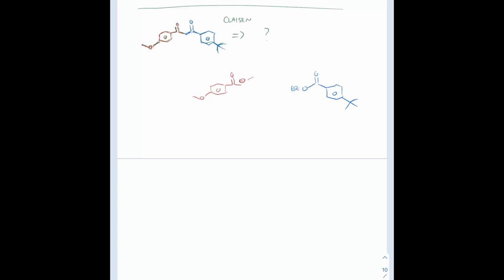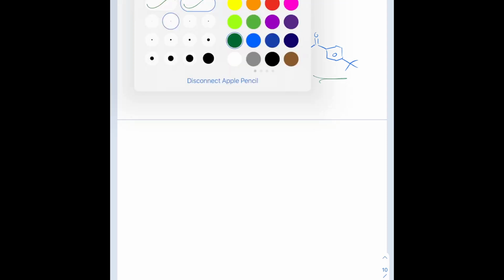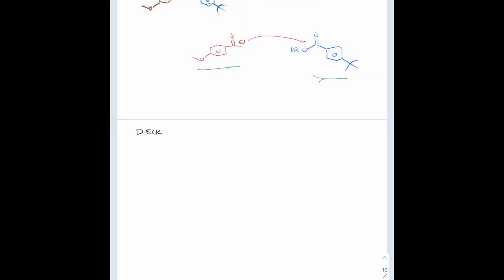But one of them needs to be an ester and one of them needs to be a ketone, so we can form the enolate to do the attacking. And so that's a Claisen reaction via retrosynthetic analysis.